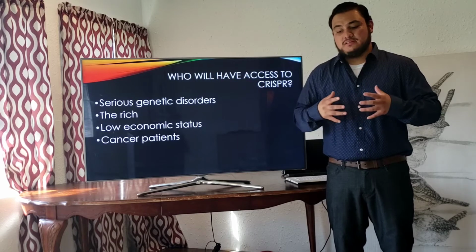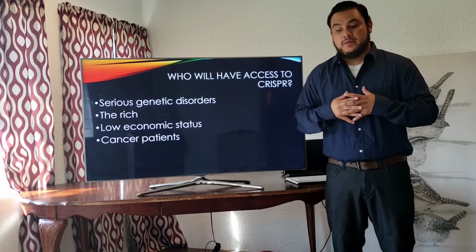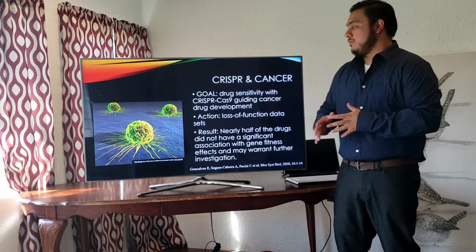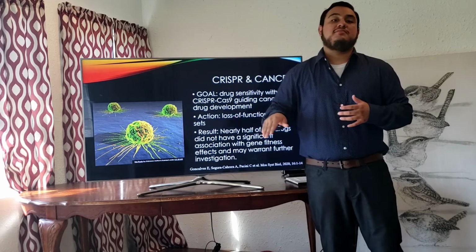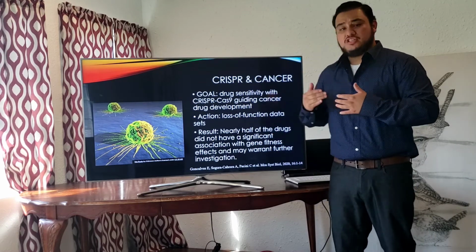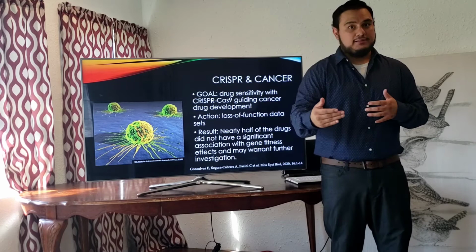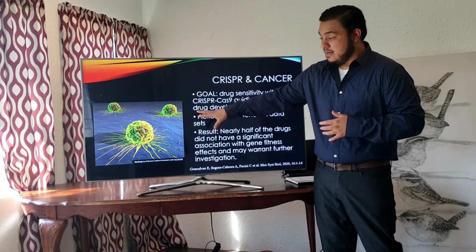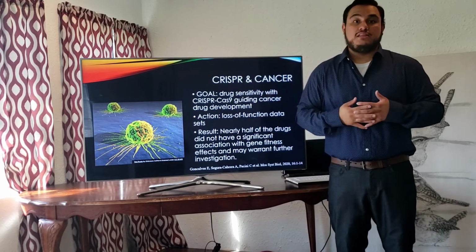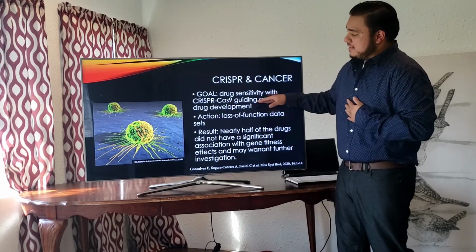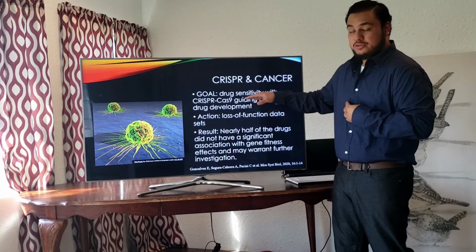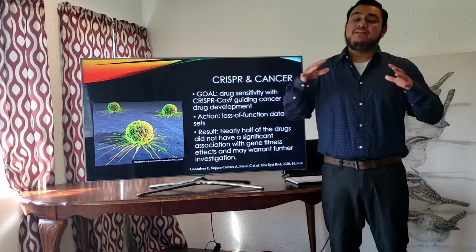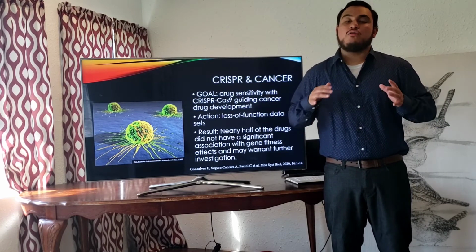So I want to talk a little bit about a study because CRISPR is trying to pave the way for a cure for cancer. In this study, the goal was, let's see if we can increase drug sensitivity using CRISPR. Let's see if we can find the genes that these medications are working at, or find out what genes these cancer cells are using to resist these medications. And let's see if we can make the medications, or the sites, more sensitive, and make these medications more effective.